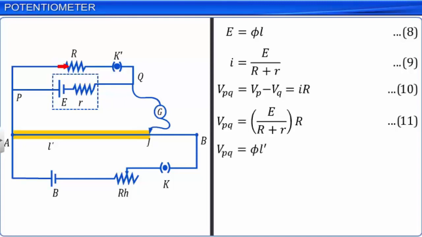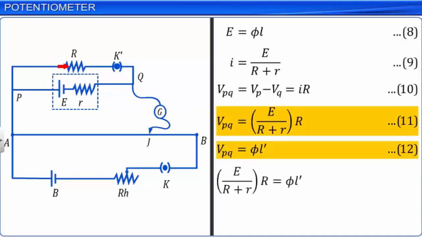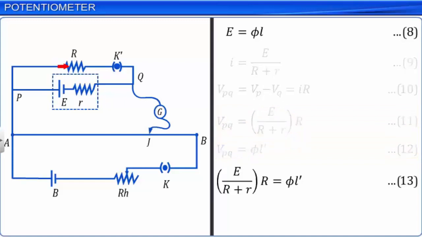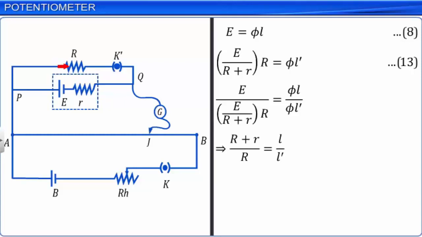From equations 11 and 12, we get E by R plus r into R is equal to phi L'. Let this be equation 13. Dividing equation 8 by equation 13 and simplifying, we get the internal resistance of the cell, r is equal to R into L minus L' by L'.